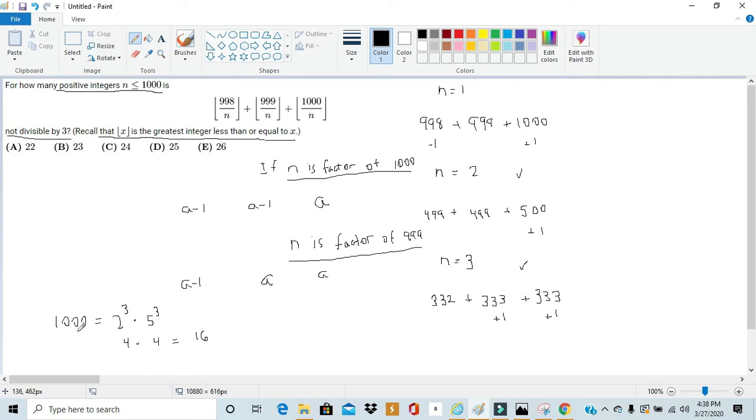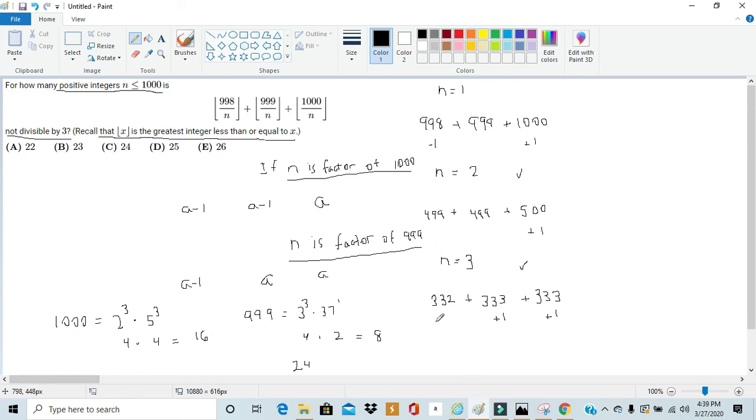If we use the same trick to find the number of factors in 999, we take the prime factorization again, which is 3 to the 3 times 37 to the 1. And then we add 1 to each of these to account for the 1s. So we get 4 times 2. So we get 24 different factors that we should hunt for when adding these two up.